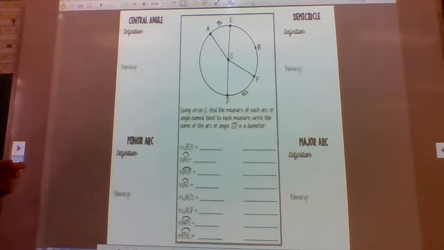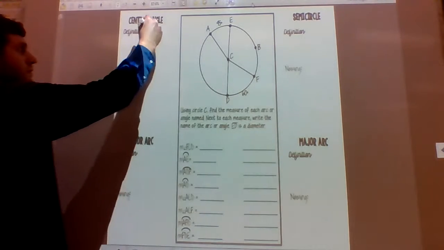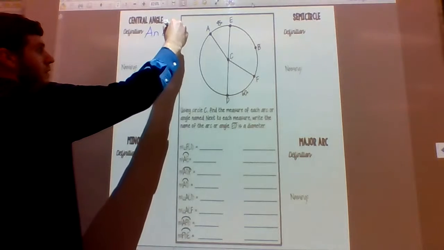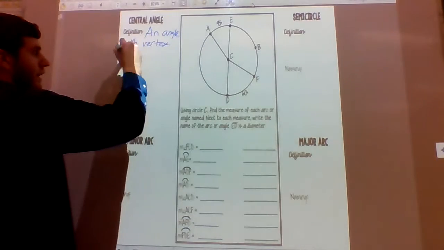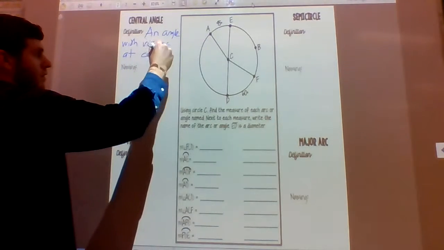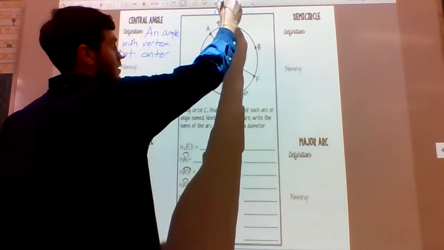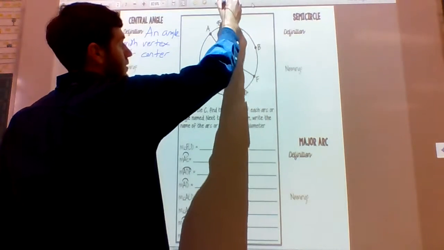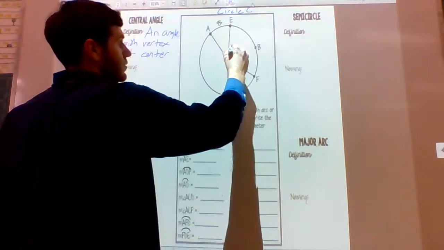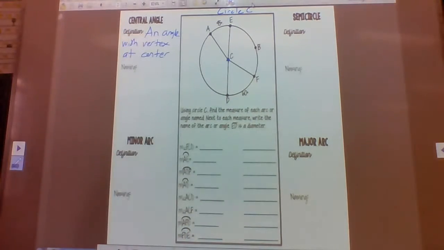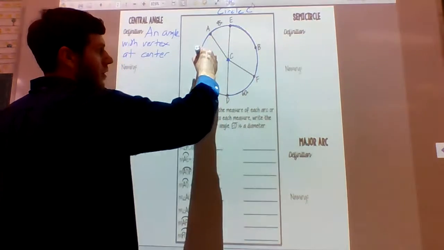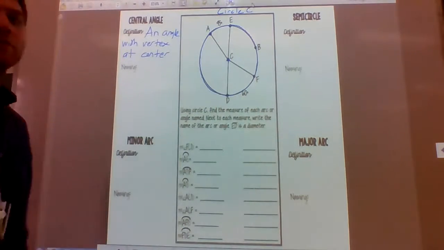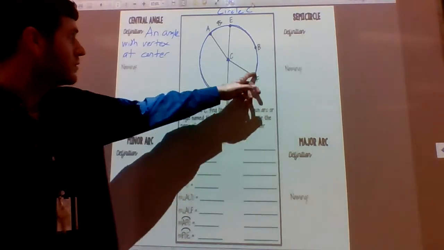Okay, so central angle we defined as an angle with vertex at the center. So this was circle C. Okay, so C is at the center. Remember, we defined a circle as an infinite amount of points, all of which are a fixed distance away from the center. So that is the circle.